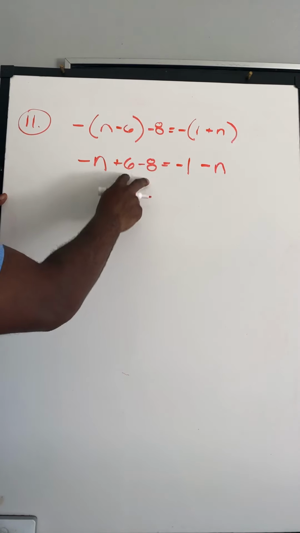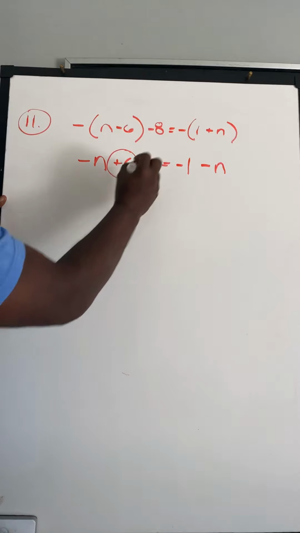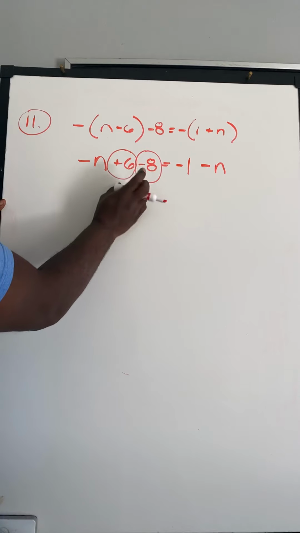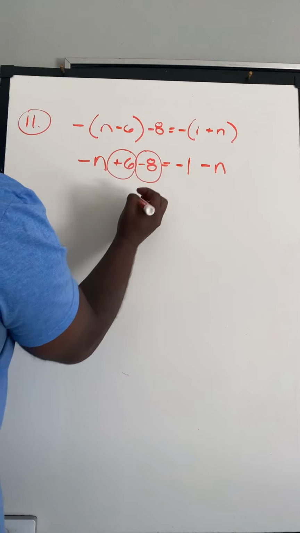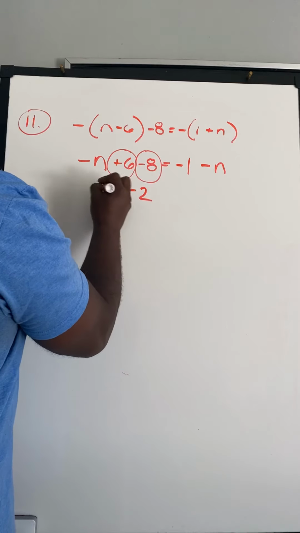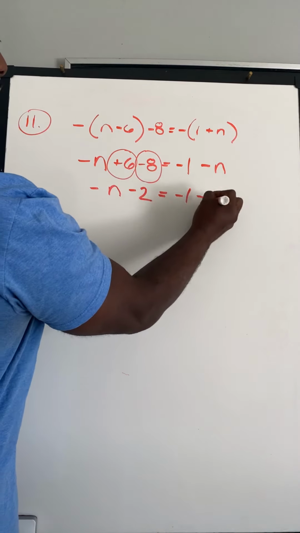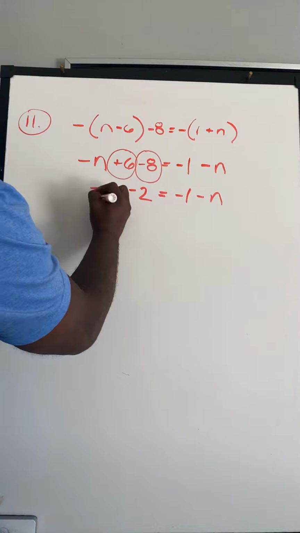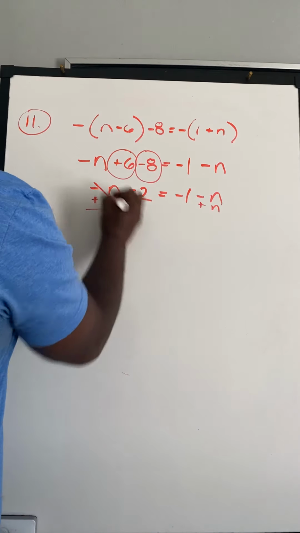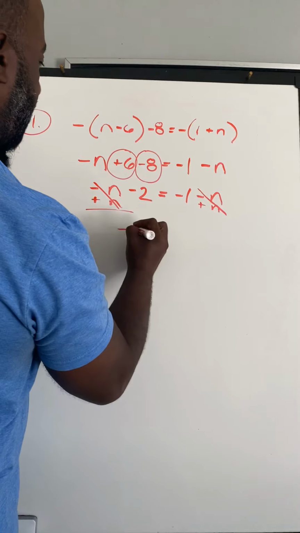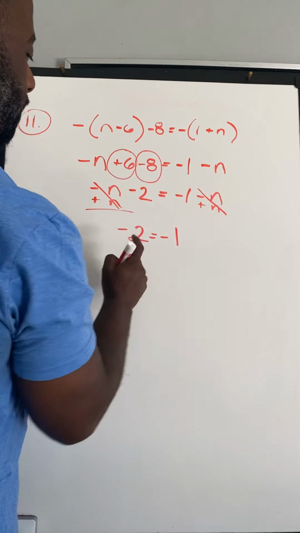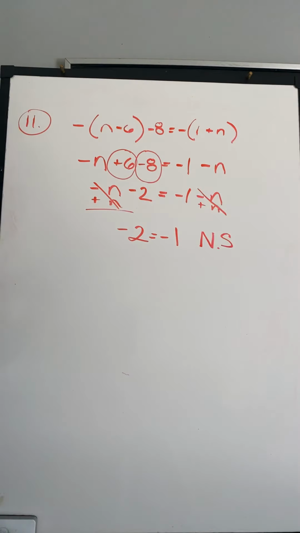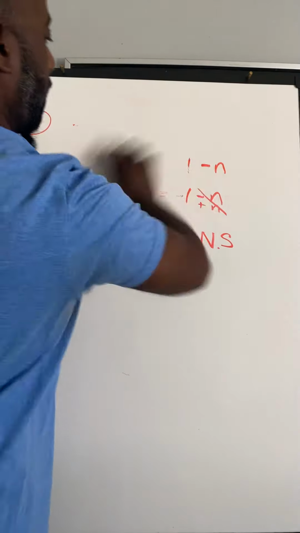Negative n, I got teammates here. Lakers, Clippers, they're on the same side, same team. 6 minus 8, that's a negative 2. So now we have negative n minus 2 equals negative 1 minus n. Negative n, they're teammates, Dodgers, Angels, put them in the dugout. I'm going to move this one over here. Well, what happens? Positive and negative n equals a 0, and I'm left with negative 2 equals negative 1. Is that true? No, that is not true. Therefore, no solution.